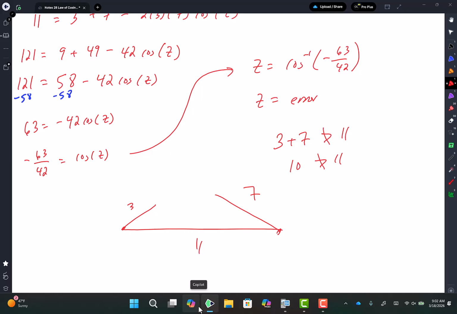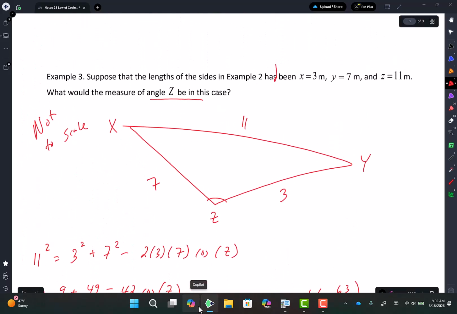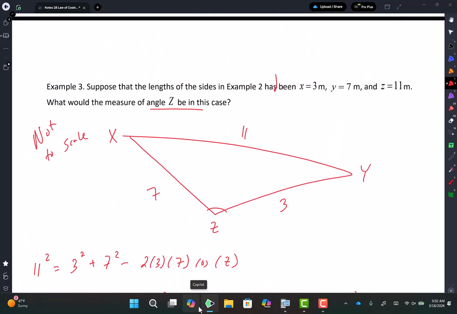So there's no triangle. When you get to a problem like this, it's just a trick question. As soon as you see it, add up the two smallest sides. That adds up to 10. Is 10 bigger than 11? No triangle. You can't have a triangle. So it's not possible.